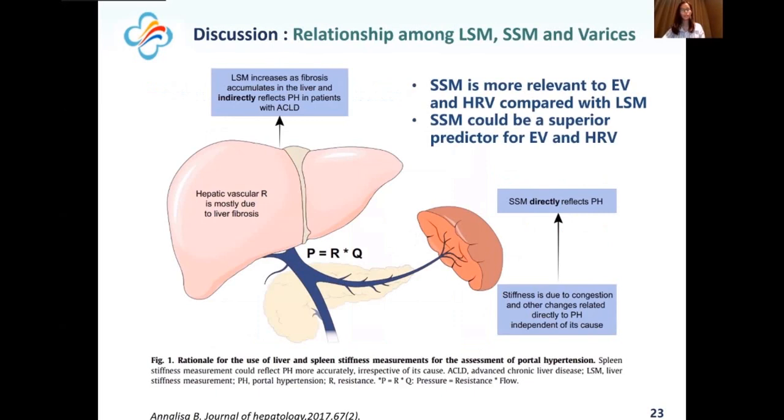The reason why SSM is more closely related with HRV compared with LSM may be the theory of how LSM and SSM reflect the portal hypertension. SSM directly reflects portal hypertension. The change of stiffness is due to the congestion and other changes related directly to the PH and independent of its etiology, while LSM is indirect.